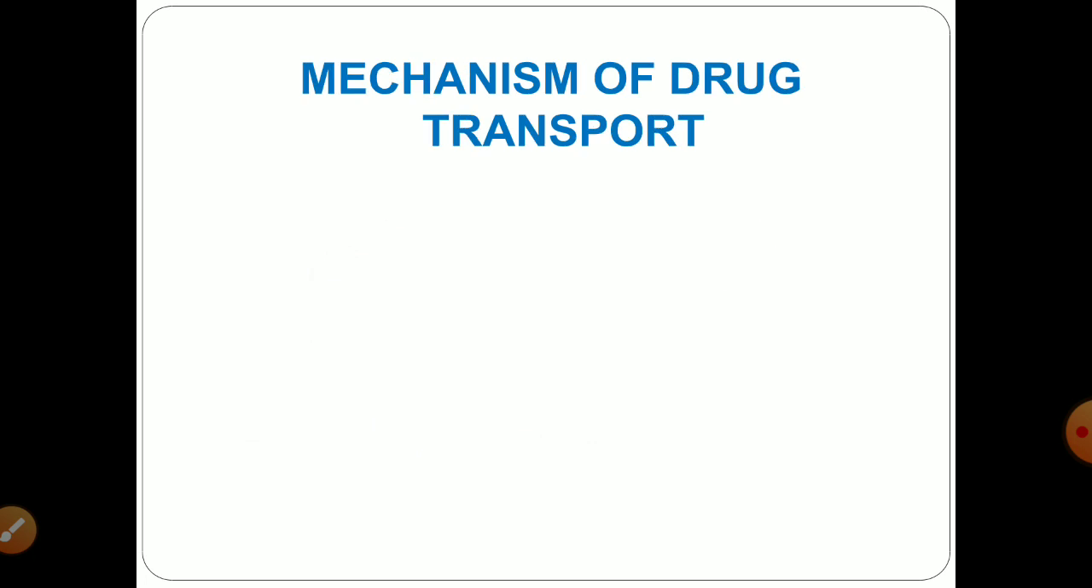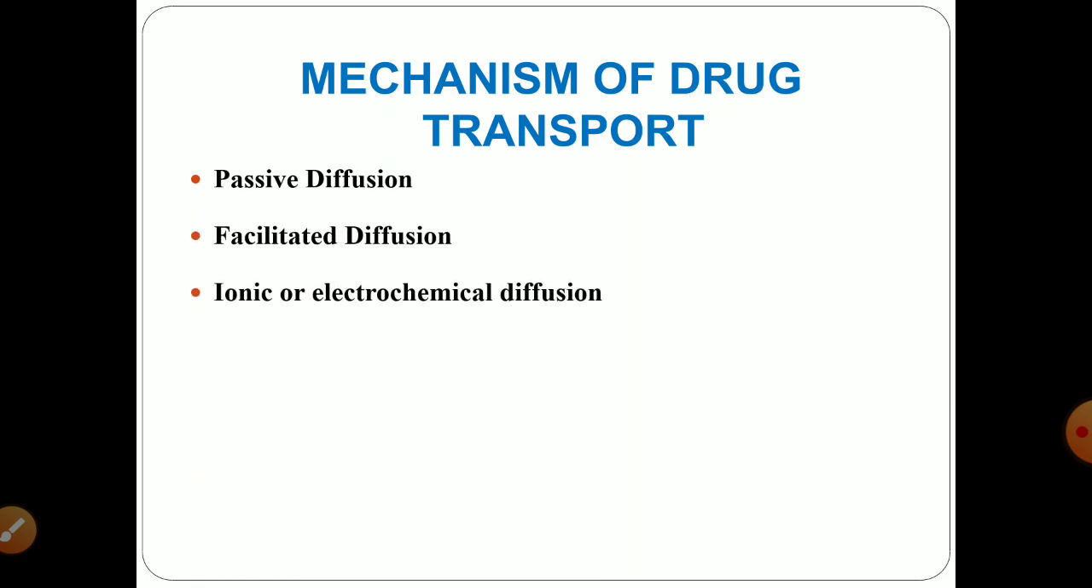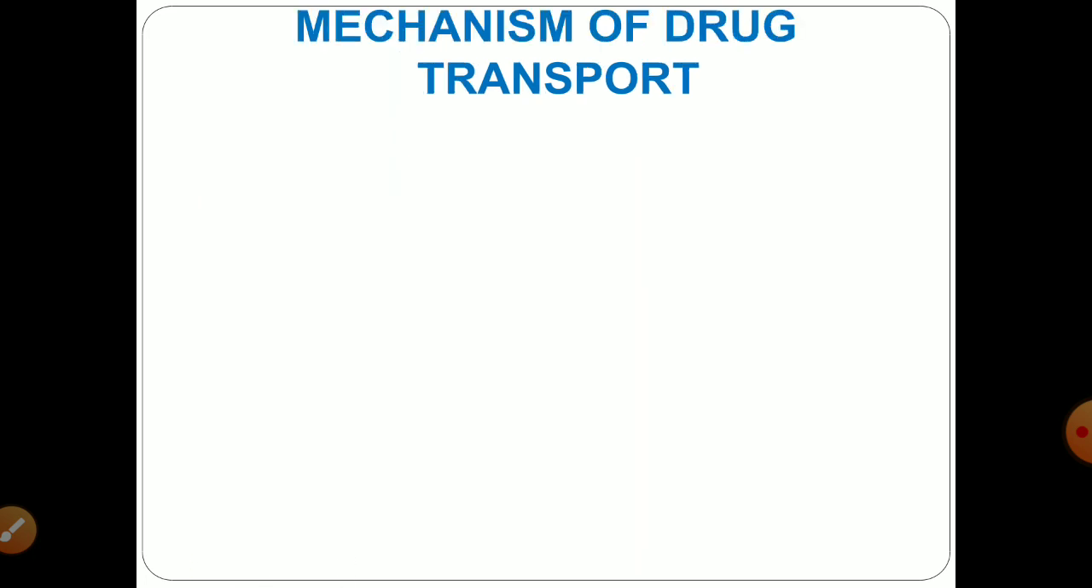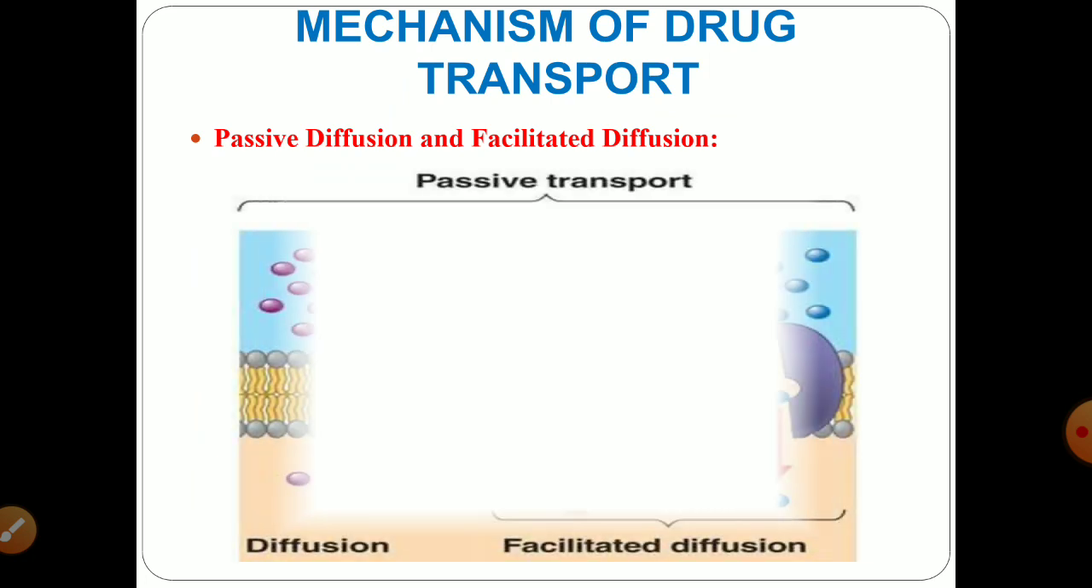Now see various mechanisms by which drug transport takes place. The principal mechanisms for transport of drug molecules across the membrane, in order of their importance, are passive diffusion, facilitated diffusion, ionic or electrochemical diffusion, ion pair transport, active transport, pore transport, and endocytosis. Let's see one by one. The first one is passive diffusion and facilitated diffusion.